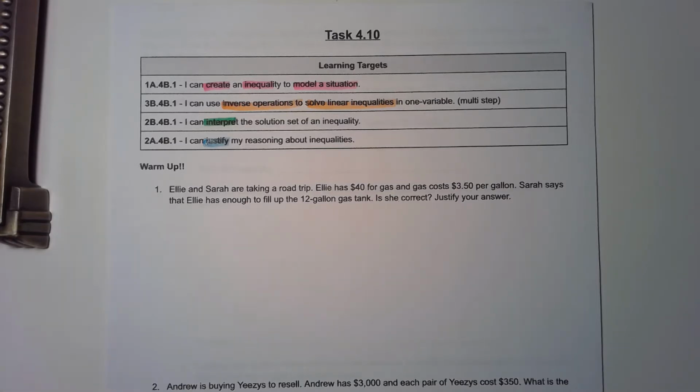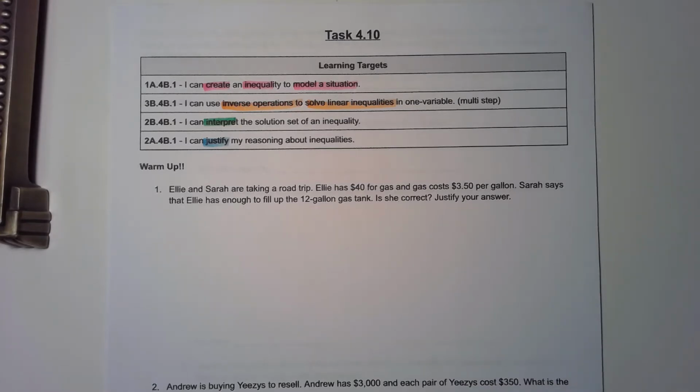In the first 2 problems here, these are kind of a warm-up for what we're going to be doing today, and it's an example of where inequalities might occur in a real-world scenario. So here's the first problem. It says Ellie and Sarah are taking a road trip. Ellie has $40 for gas, and gas costs $3.50 per gallon. Sarah says that Ellie has enough to fill up the 12-gallon gas tank. Is she correct? Justify your answer.